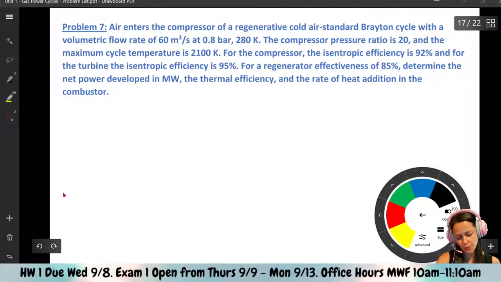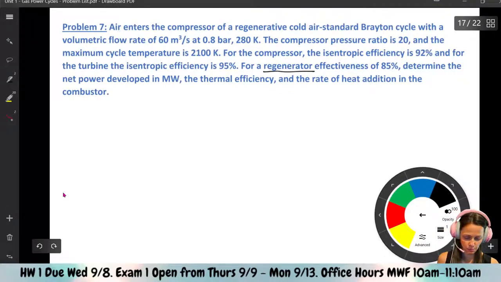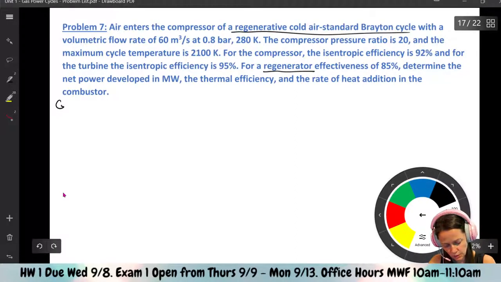All right, so problem 7. This is a case where they don't give us a diagram, but it's okay, we got this, no problem. Air enters the compressor of a regenerative cold air standard Brayton cycle with a volumetric flow rate of 60 meters cubed per second. And then we've got the pressure and temperature, and a compressor ratio. Just looking at what's written here, I know we have regeneration. So it's a Brayton cycle with regeneration. It says so right there, regenerative cold air Brayton cycle. So I remember what that looks like.